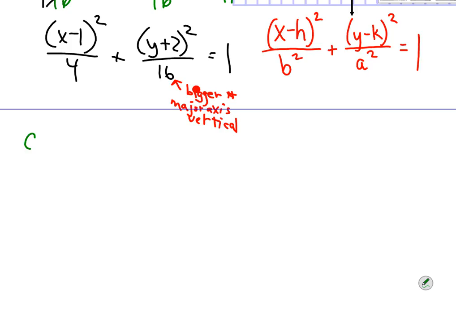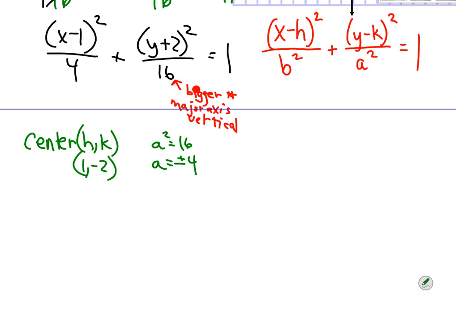So the center is h, k. And so it's x minus h, y minus k. So what's the center? 1, negative 2. And then to figure out our vertices as we go, a squared is 16. So what's a? Plus or minus 4. Plus or minus 4.